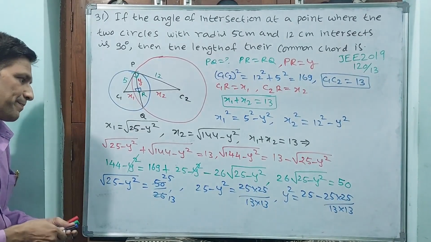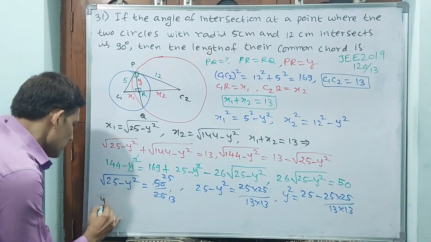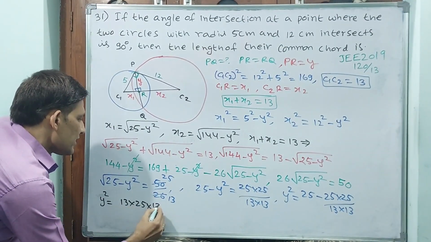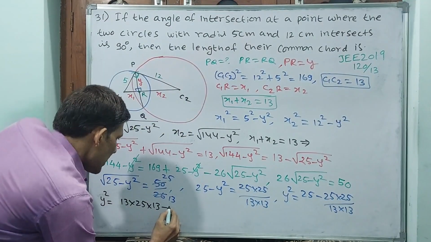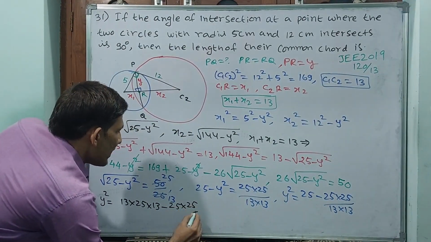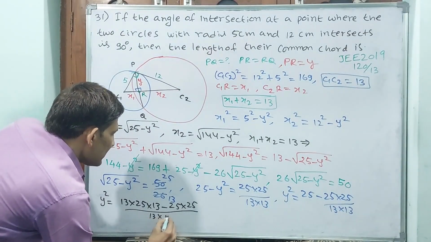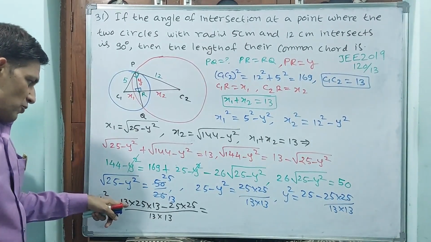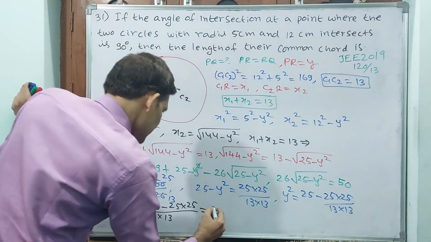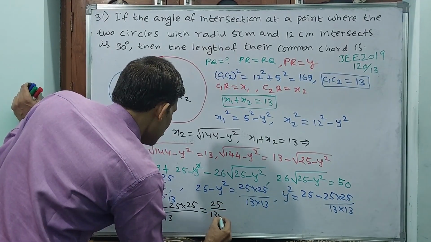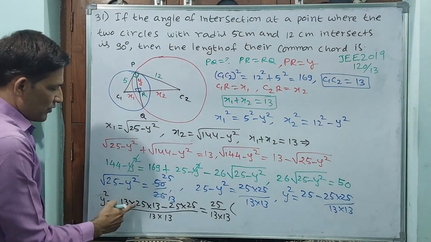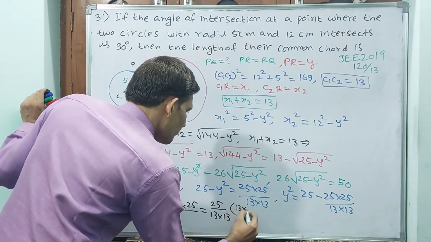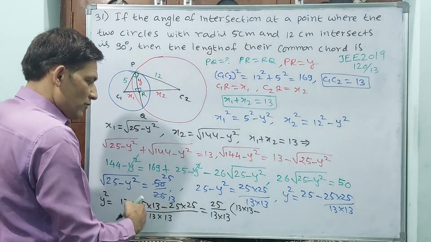Understand? Okay? Let us proceed. That means y square is equal to 13 into 25 into 13, why? Because 13 into 13 into 25 minus 25 into 25, by 13 into 13. See what I am doing. This is the common denominator, and in the numerator also I am taking 25 common. That means 25 by 13 into 13, and if I take 25 common, 13 into 13 will be there, minus 25.